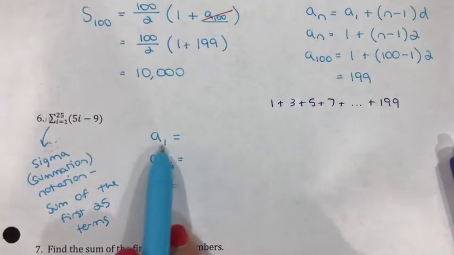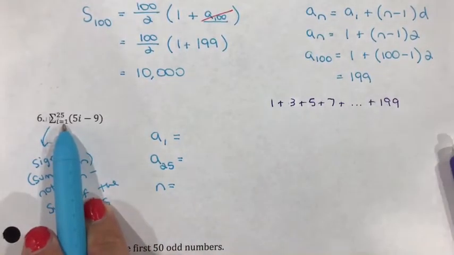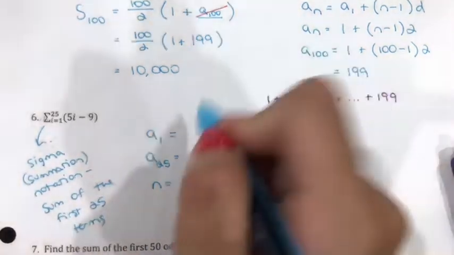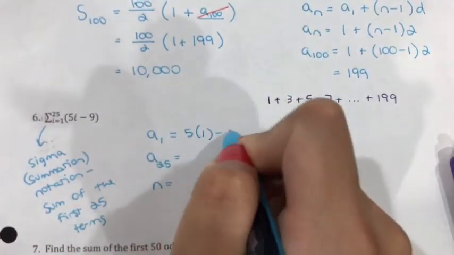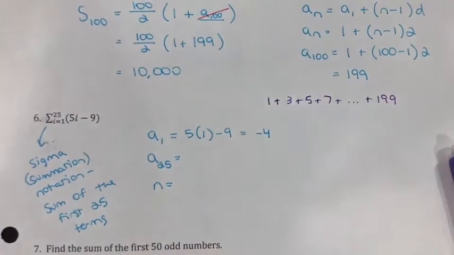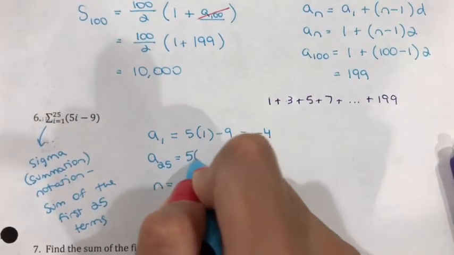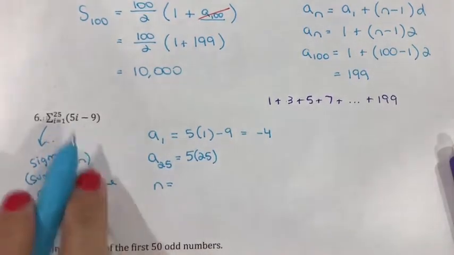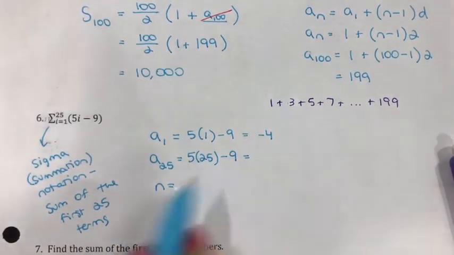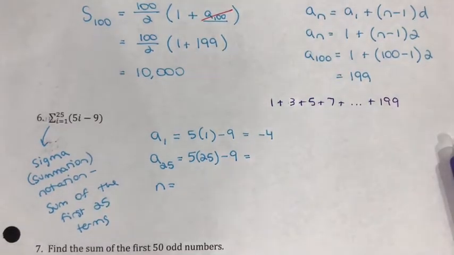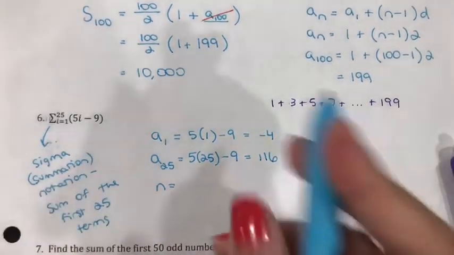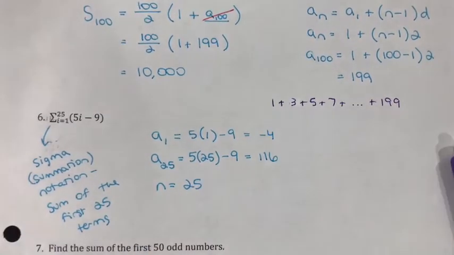Now, the first term I find by plugging 1 in for i. So if I plug 1 in, I've got 5 times 1 minus 9. That gives me -4. The 25th term, lucky for us, we have a formula right here. It's nice, you could just plug them right in. So plugging these in, we get 116. And n, well, we have 25 terms total.